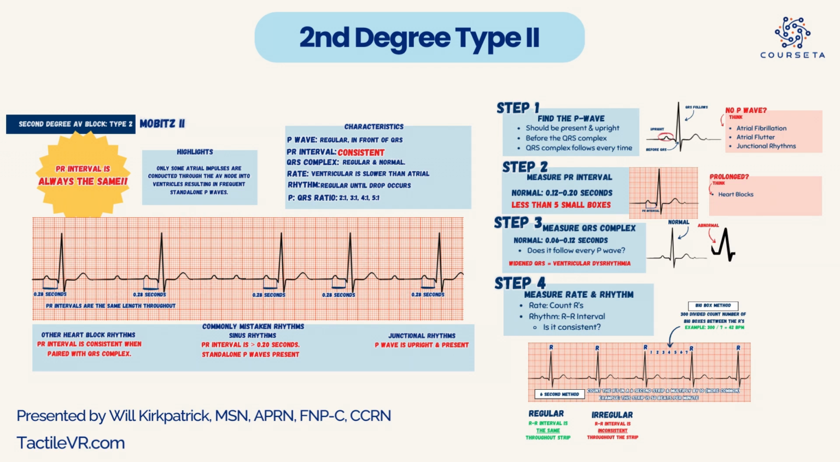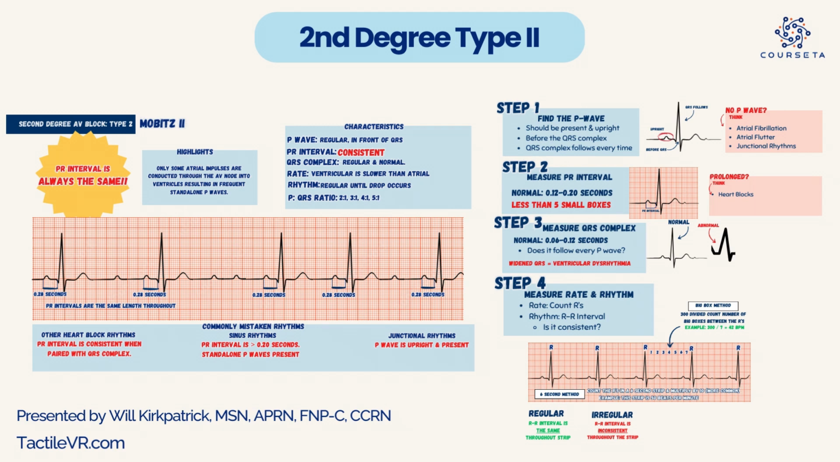I'm telling you right now, once you know it's a heart block and you're trying to determine which heart block it is, if that PR interval is always the same, and there are also random blocks throughout the rhythm, that is second degree type 2. Third degree heart block has random blocks too. But how you know the difference between second degree type 2 versus third degree is that the PR interval is always the same. So let's look at this rhythm here.